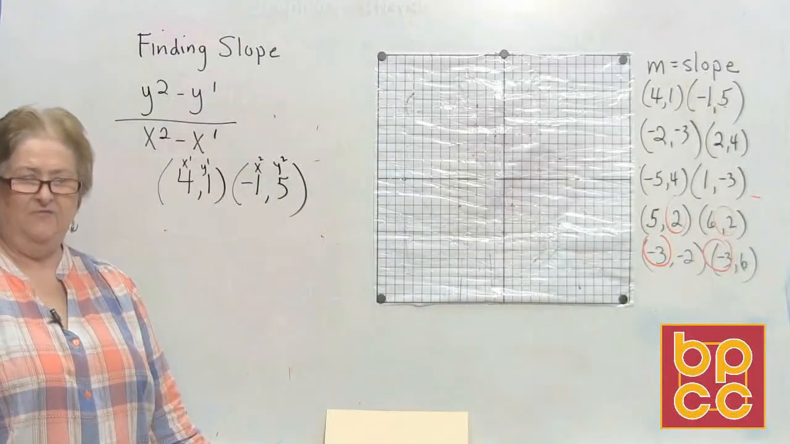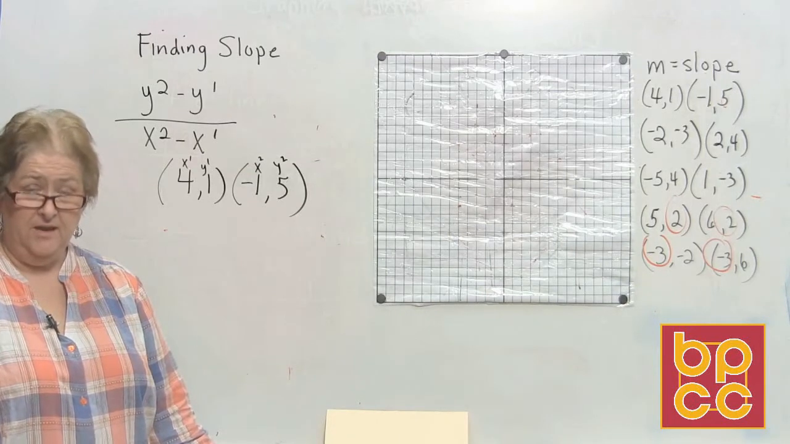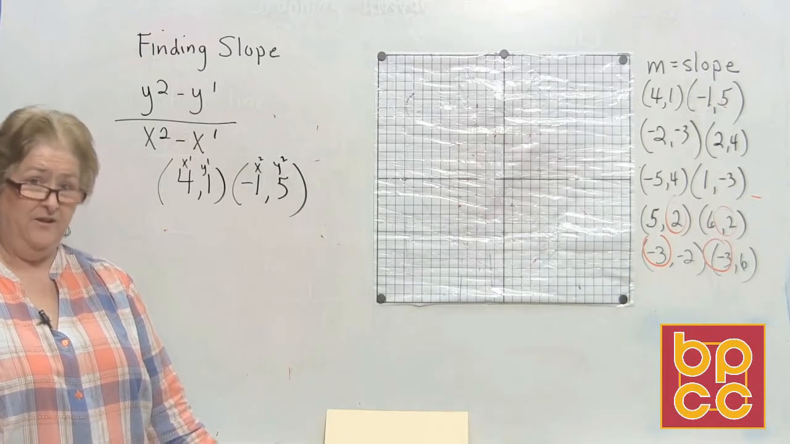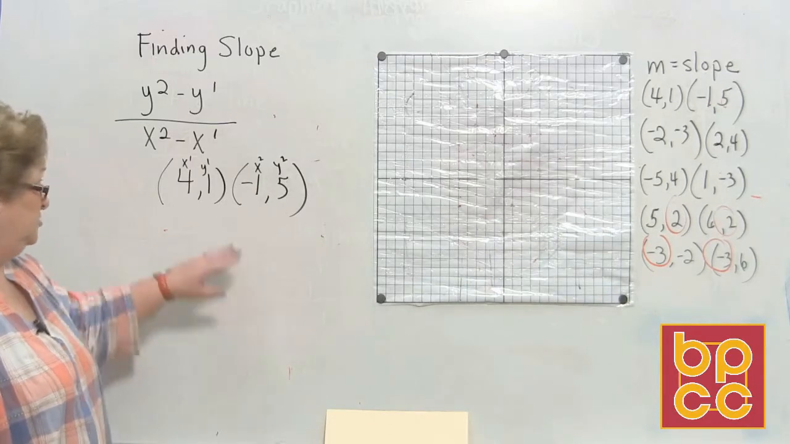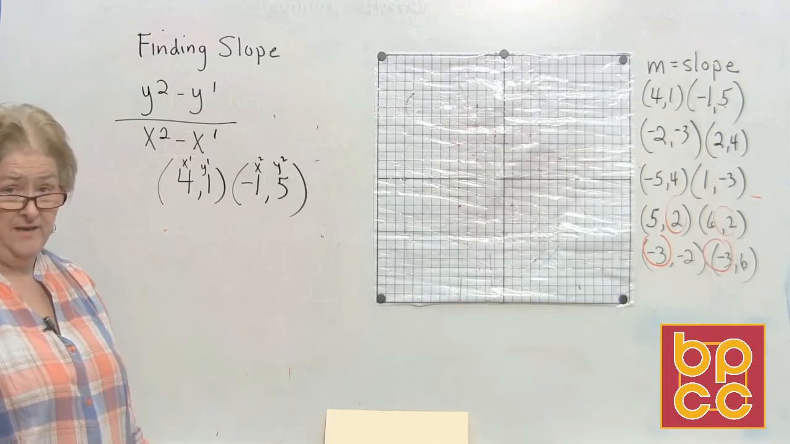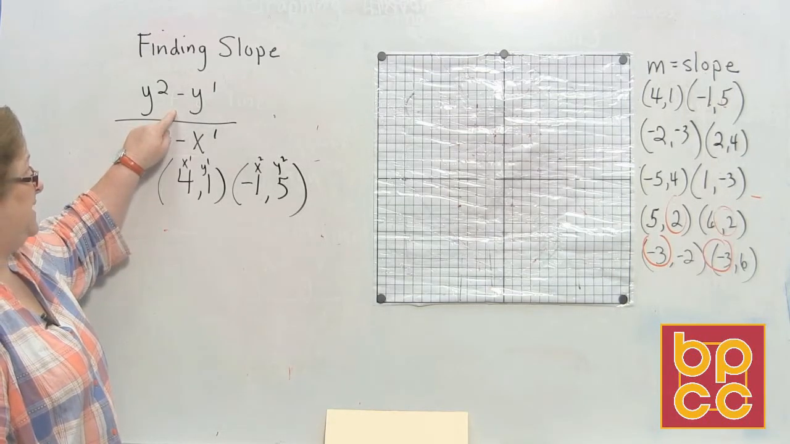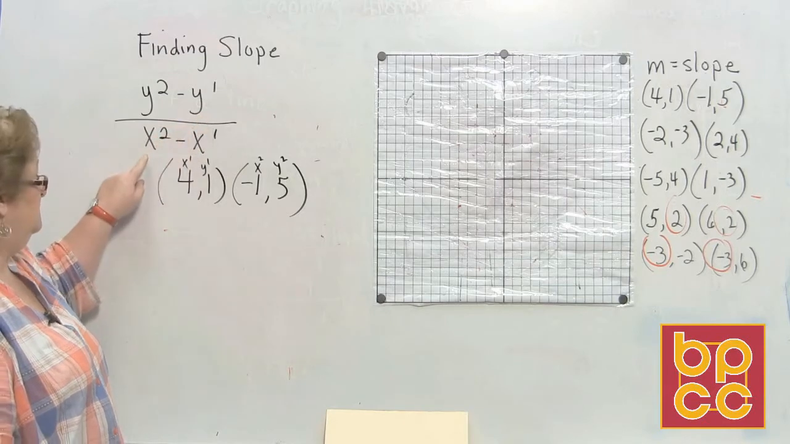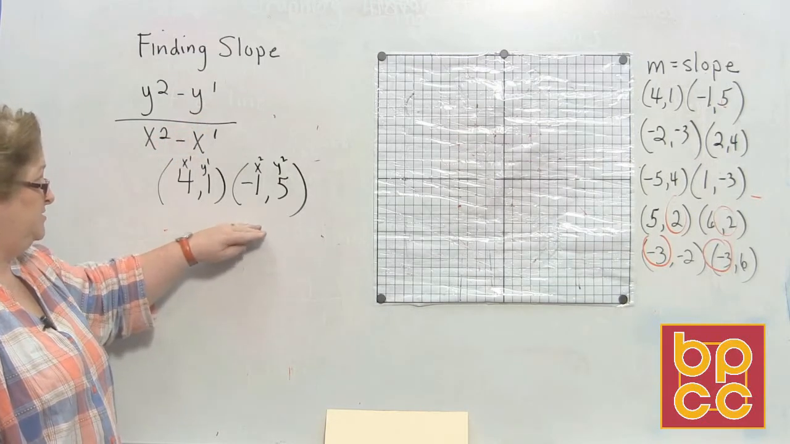We're going to now find the slope of a line when given 2 points. And this time, instead of graphing it and figuring from the line that we drew, we're going to figure it just on the 2 points that we've been given. The formula says y2 minus y1 over x2 minus x1. So I've taken the 2 points and I've labeled them.